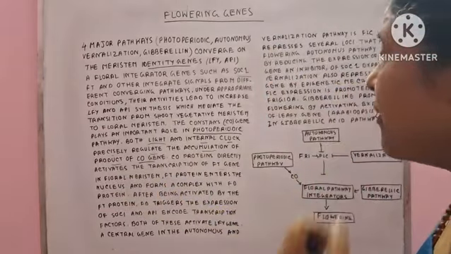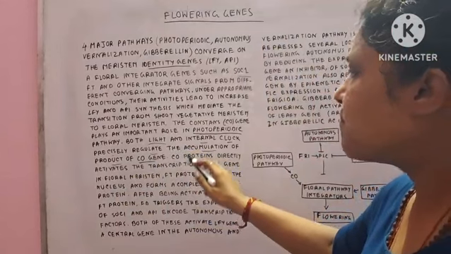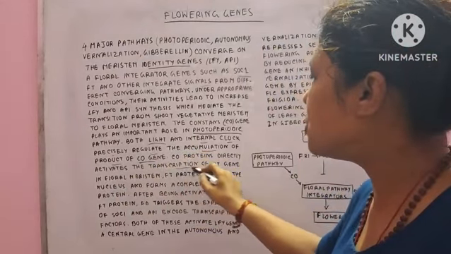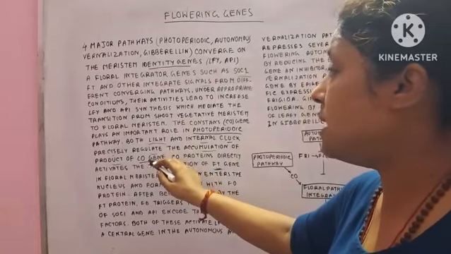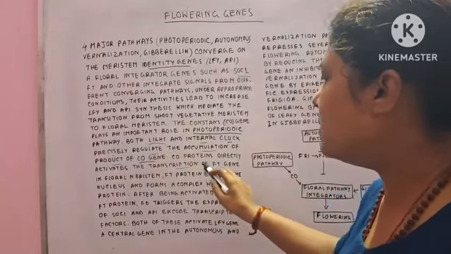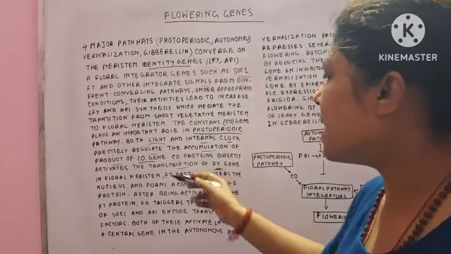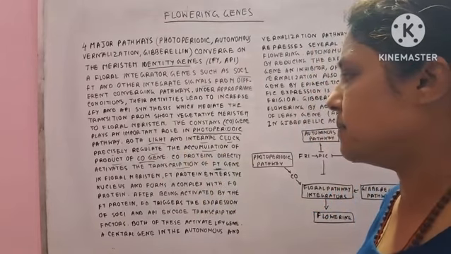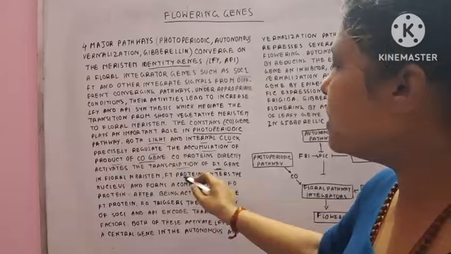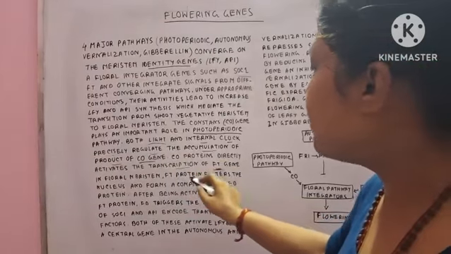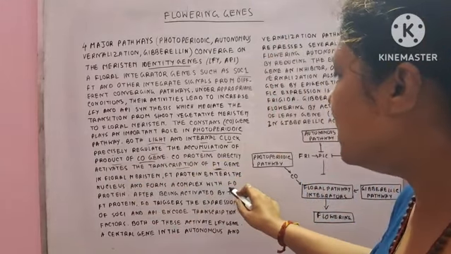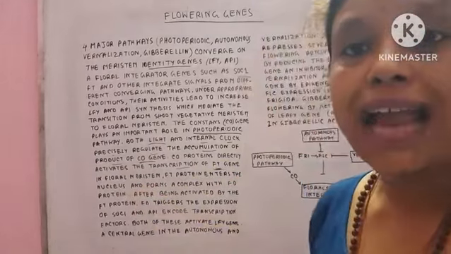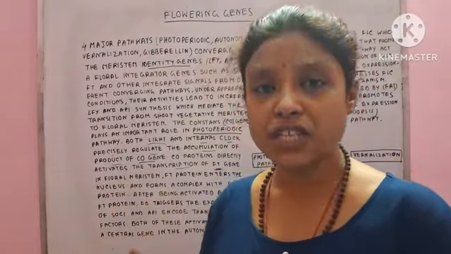So when the CO protein is produced, it activates the transcription of the FT gene. Now the CO gene's expression activates the expression of the FT gene. And this FT protein is now produced, and this FT protein enters the nucleus and forms a complex with the FD protein. And FD protein is another protein that is formed from the FD gene.